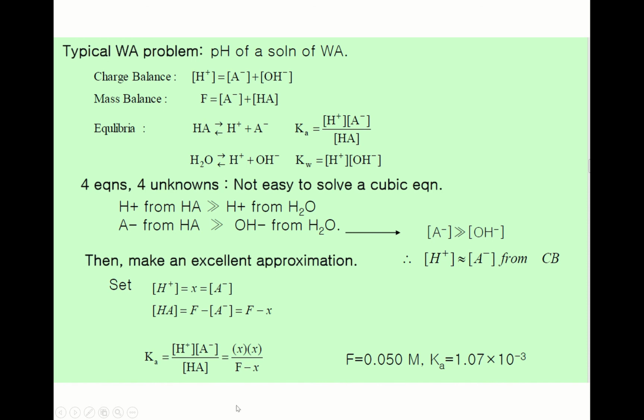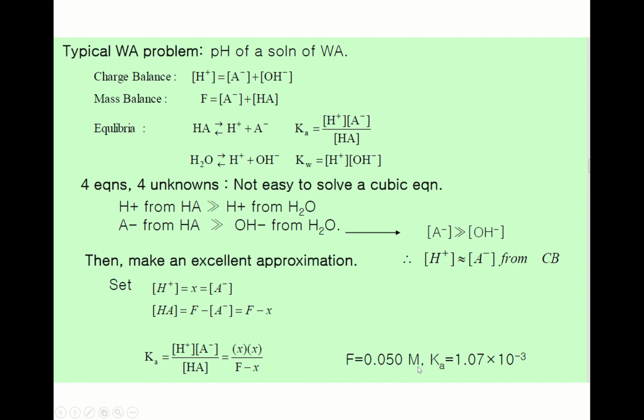Let's put the proton concentration as x, equal to the anion concentration. From the mass balance equation, this one holds. So finally we get this equation, a simple quadratic equation. Using this equation, in general chemistry, you solve it this way, simply assuming this approximation.